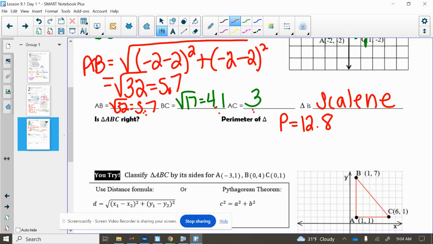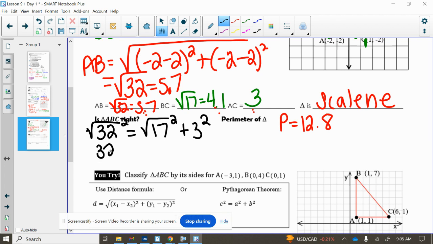And last but not least, if we want to check if this is a right triangle, I'm going to take my biggest side, square root of 32, aka 5.7, and I'm going to check, does it equal my other 2 sides squared when I add them together? So square root of 32 squared is 32, and then we get 17 plus 9, which is only 26. So no, these are not equal. No, this is not a right triangle.